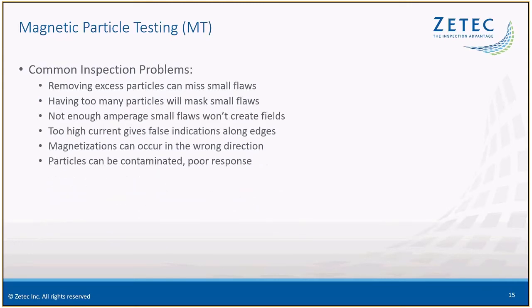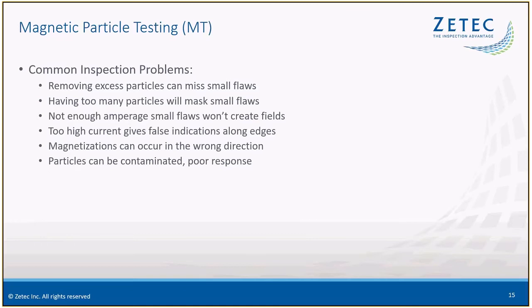When you're in the middle of the inspection, you have the common problem of having to remove excess particles, which can cause you to miss small flaws. And then if you have too many particles in an area, it also masks smaller flaws. If you don't apply enough current amperage, then the smaller flaws won't create big enough fields to see them against the background noise. But if you apply too high of a current, you're going to start getting false indications that often occur along part edges and things like that.